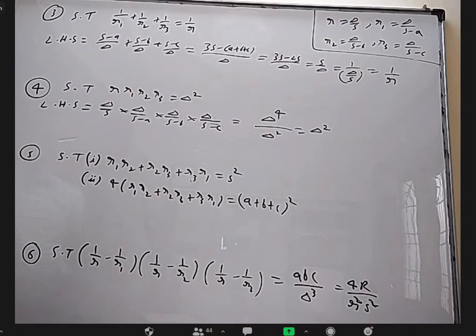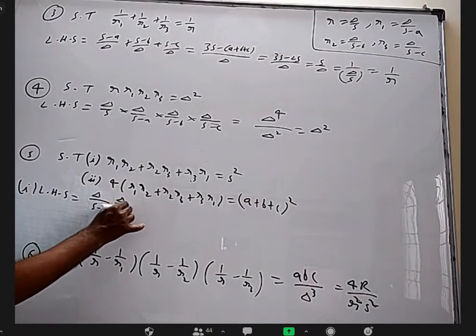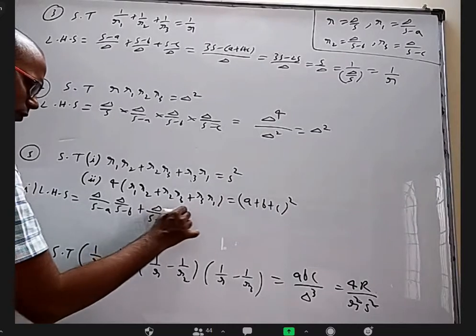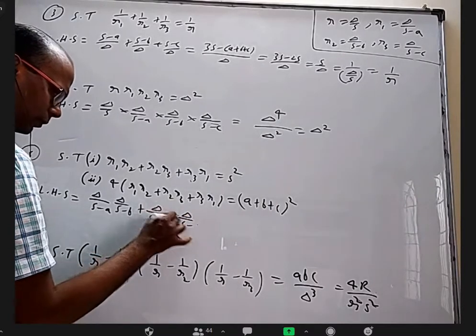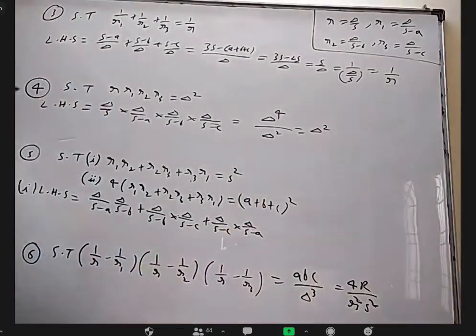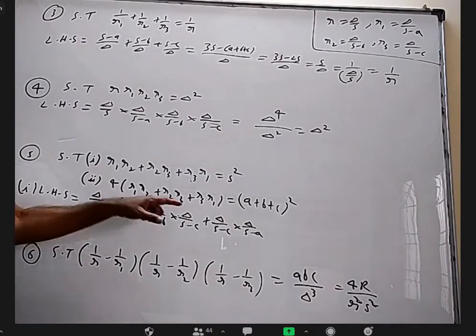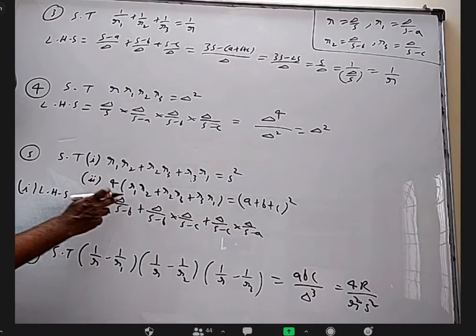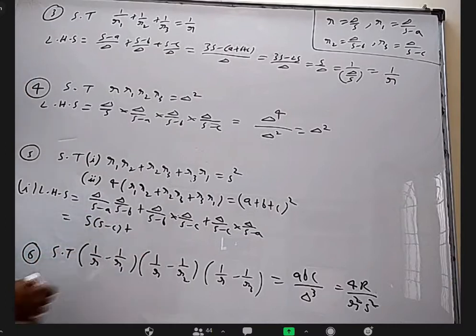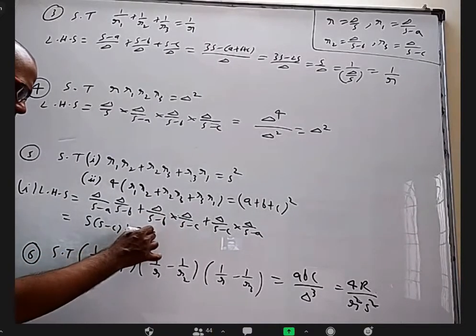These two are more or less the same. If we start with Roman 1 LHS, R1 is delta by S minus A, R2 is delta by S minus B, R3 is delta by S minus C. This is delta by S minus C and delta by S minus A. Delta square, you can write S into S minus A into S minus B. You can take delta square common, but let us not take it. If I cancel these two delta square, I'll get S into S minus C.